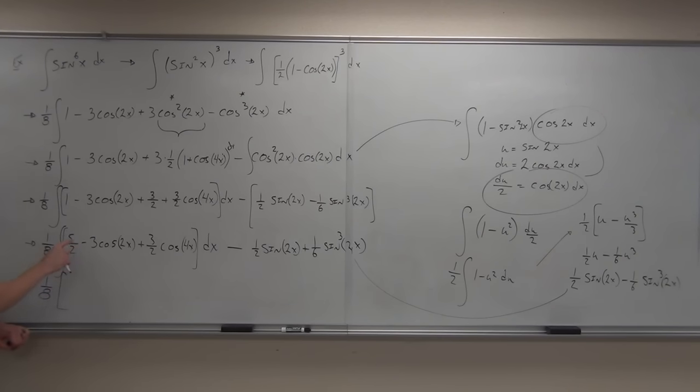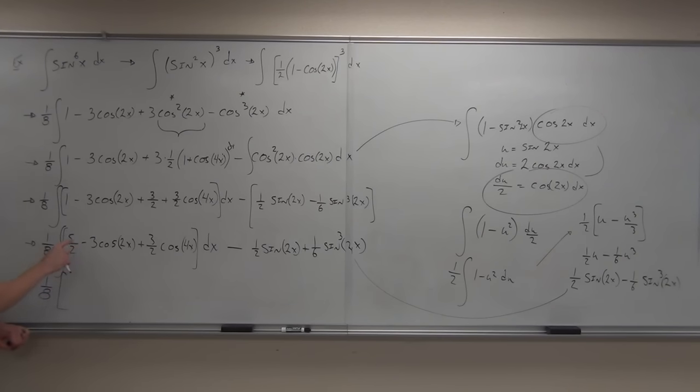Did you get u to the 3/2 over 3/2? Did you get u to 7/2 over 7/2? What am I missing? Do I need a plus c here? Oh no, we're doing it. No, because it's definite. Okay, so good. What am I missing? Negative in front of the whole thing. Do you guys have brackets? Yeah. You should, because we're subtracting this whole integral. Okay, so we're subtracting this thing.